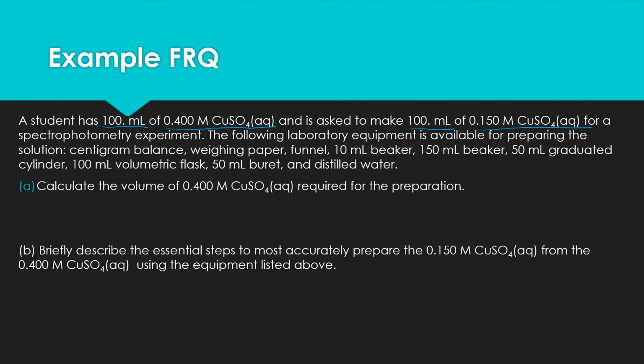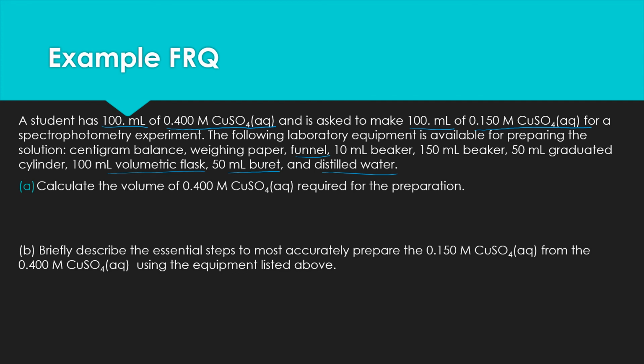The following laboratory equipment is available for preparing the solution. We've got a centigram balance, so that goes to 0.1 grams. We've got weighing paper. We've got a funnel. That's always handy. We've got various beakers, 10 milliliter, 150 milliliter. We've got a graduated cylinder. We've got a volumetric flask, 100 milliliters. We've got a burette and distilled water. So we've got lots of equipment. Just because it gives you the equipment doesn't mean you have to use it. Okay, so that's something to keep in mind for this type of question.